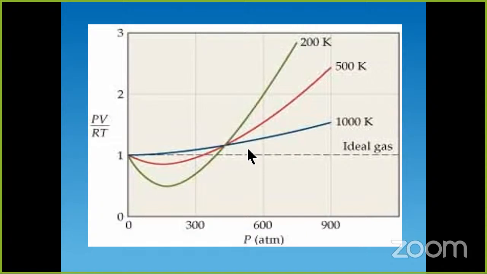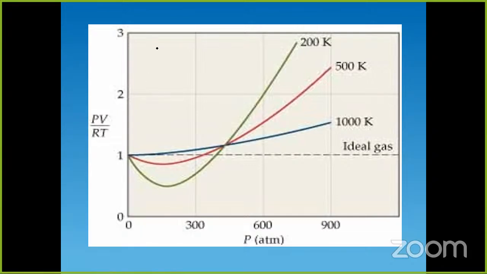The graph you see here on your screen is a graphical representation of the difference between the ideal gas and a real gas. In this particular case, we're plotting on the y-axis PV over RT, and on the x-axis we have P.